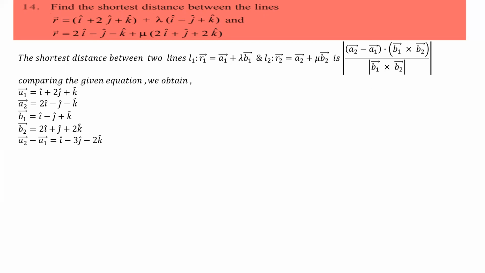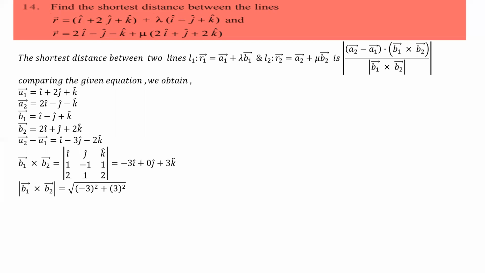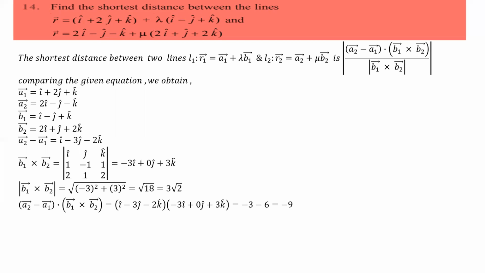Now let us find vector B1 cross product with vector B2. So this is the determinant value: minus 3i cap plus 3k cap, and the coefficient of j cap is 0. Now if we take the mod value of it, it will be root over minus 3 square plus 3 square, which is root 18, that is 3 root 2. So the denominator value is 3 root 2, and the numerator is, just put the value, I cap minus 3j cap minus 2k cap dot minus 3i cap plus 3k cap. So the value is minus 9.